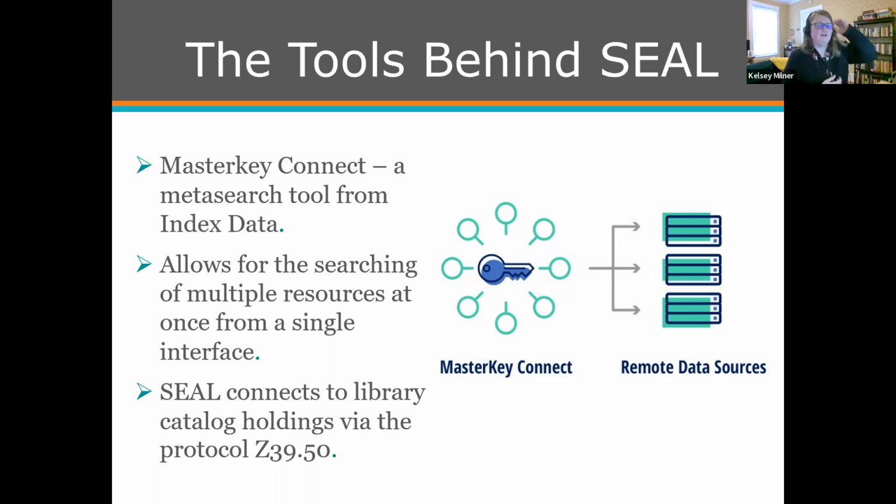MasterKey Connect is what's called a meta search system, and it allows for searching of multiple resources at once from a single interface. I've included a graphic from the Index Data website to the right, which I think visualizes this pretty nicely. There are different methods that search tools like SEAL can use to retrieve data from multiple library and system catalogs at once. And this is changing as library catalogs and discovery layers become more advanced over time. The way that SEAL does it is through a protocol called Z39.50, and it is a little old school, but it does get the job done.